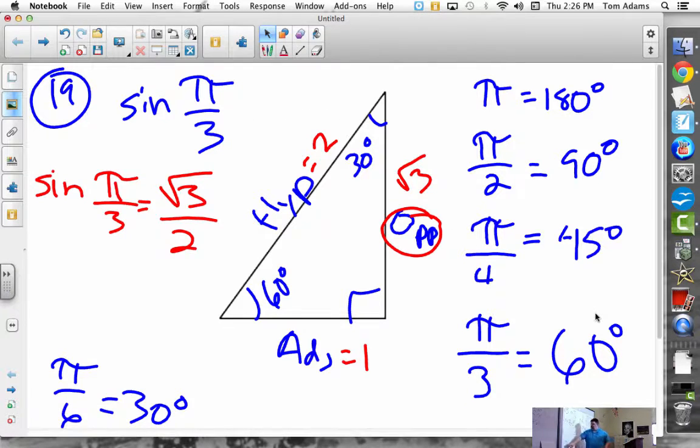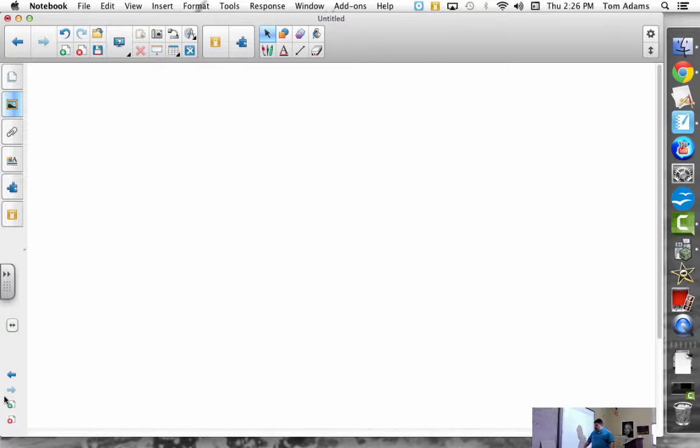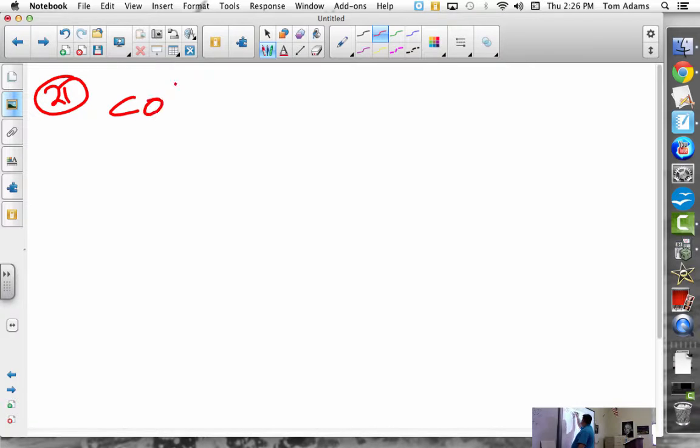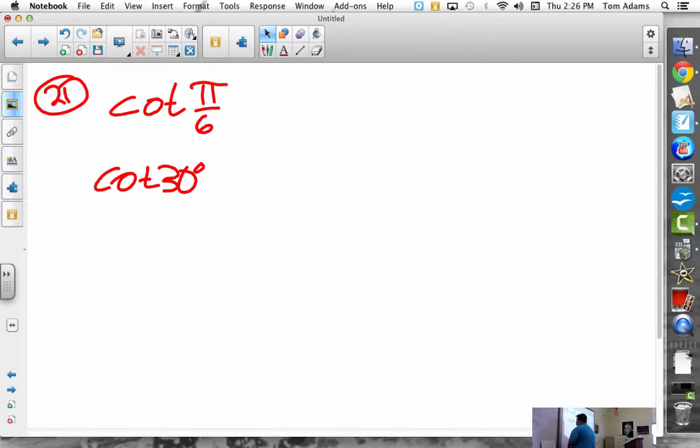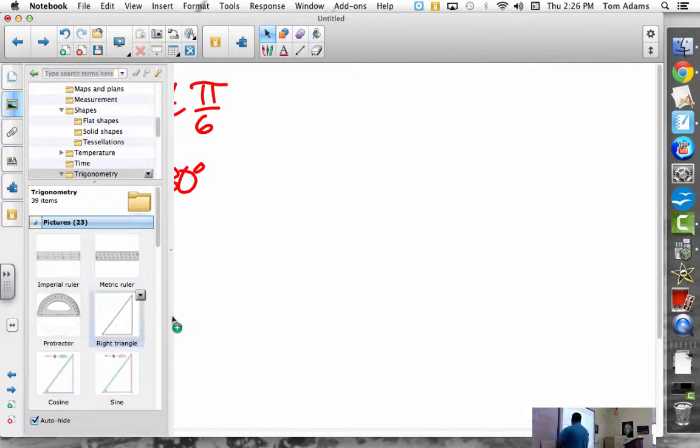Now I'm just going to knock all 3 of them out real quick because it's just easier that way. If we were to do the same thing with cotangent, so 21 says, hey, you think you're so smart, why don't you do the cotangent of pi over 6? Well, pi is 180 degrees. What's 180 divided by 6? 30 degrees. So cotangent of 30 degrees, these are the same thing, right? So guess what? I got another 30-60 triangle.